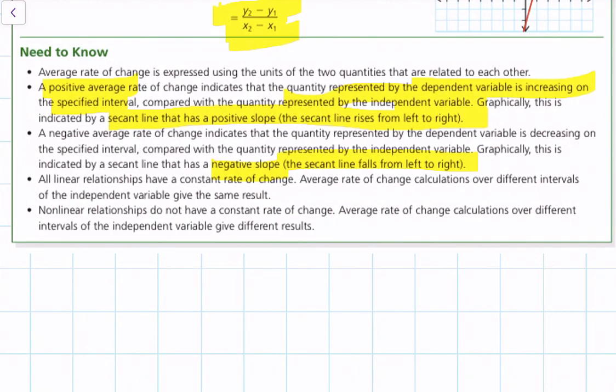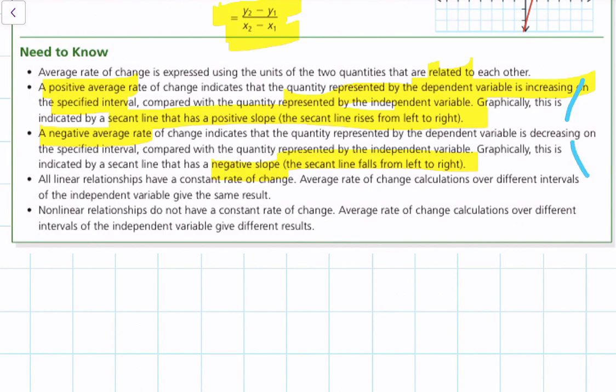Okay, so some important things you need to know. Average rate of change is expressed using the units of the 2 quantities that are related to each other. That's pretty straightforward. So a positive average rate of change would mean that the dependent variable is increasing compared to the independent variable. And so that would mean you have a positive slope. So the line is rising, the secant line is rising from left to right. Similarly, if you have a negative rate of change, that would mean then that the dependent variable is decreasing compared to the independent variable. And this would mean that your secant line is decreasing.